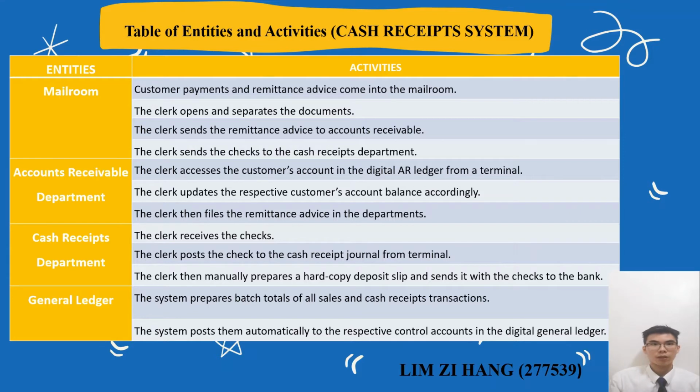In the cash receipt department, the clerk will receive the checks and post the checks to the cash receipt journal. After that, he will manually prepare a hard copy deposit slip and send it with the checks to the bank. In the general ledger, the system will prepare the batch total of the sales and cash receipt transactions, and then it will post them automatically to the respective control accounts in the digital general ledger.